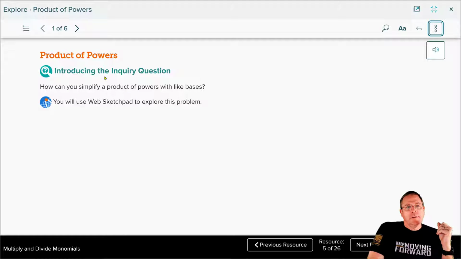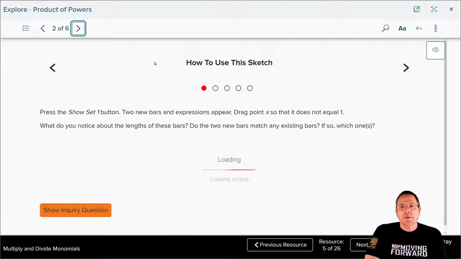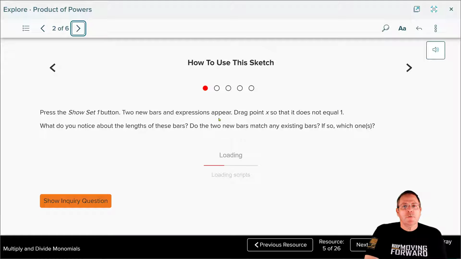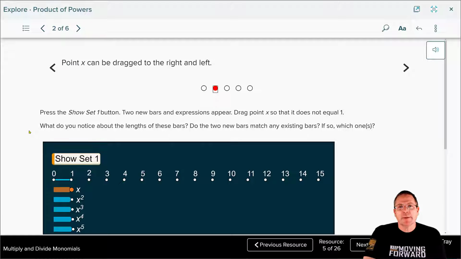Our inquiry question says, how can you simplify a product of powers with like bases? It's really pretty easy to do. So we're going to use this sketch pad, and we're going to see exactly how we can do just that.